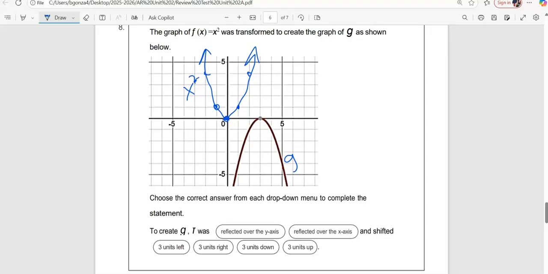Well, it did reflect over the x-axis. Do you see how it flipped? Instead of going up, now it's going down. And it did shift. Well, which direction? Well, it looks like it shifted 1, 2, 3 to the right. That's it.